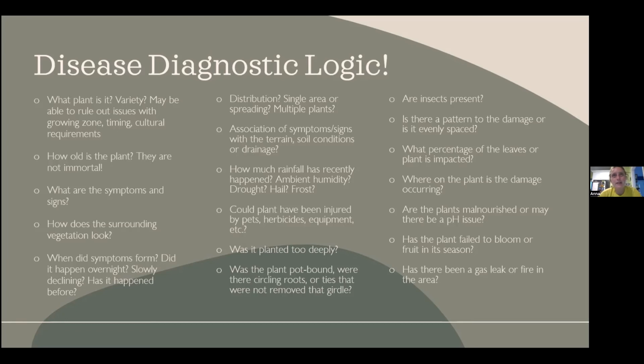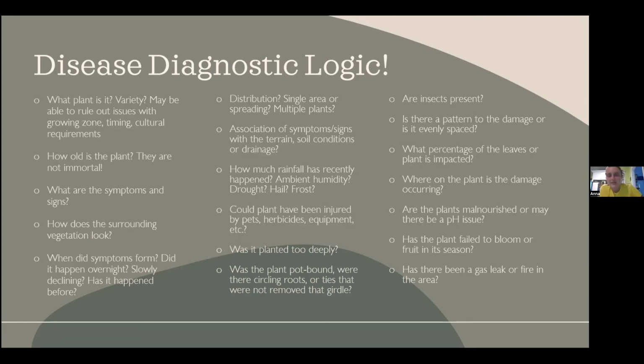How old is the plant? That's really important because, contrary to popular belief, plants are not immortal. Even trees, even shrubs, even your grandma's rose bush that's been in the family 60, 70 years, they're not immortal. They will die someday, I promise. They all do. Some of them live thousands of years, like the sequoias and the redwoods, but all plants have an end point. So knowing the age of the plant and the typical lifespan of the plant, very important.